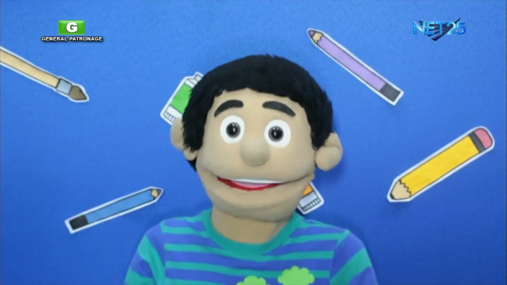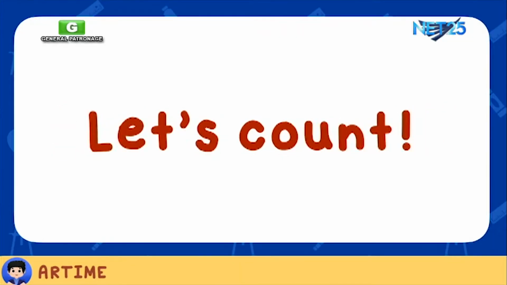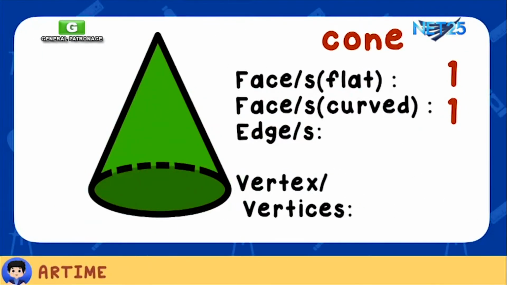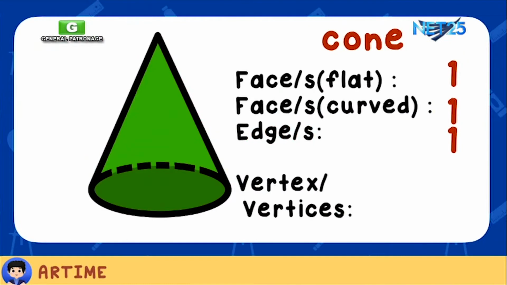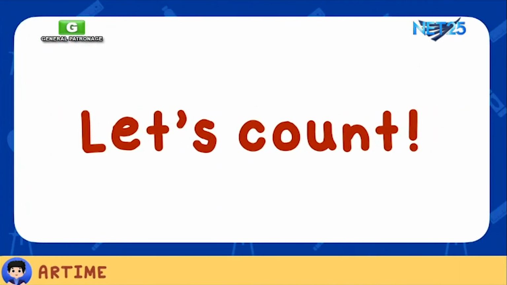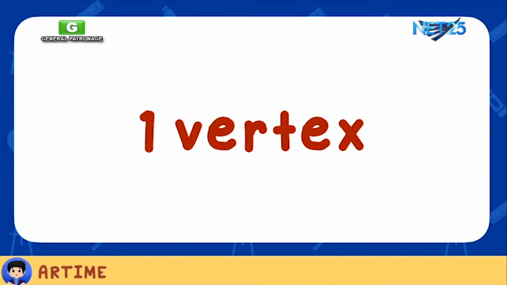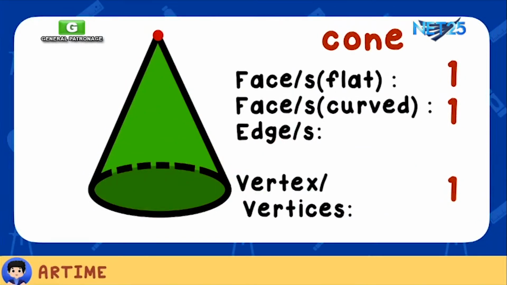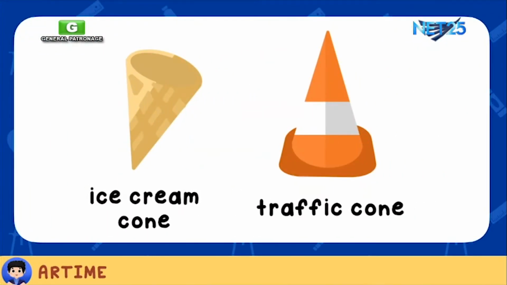Now let's count how many edges does a cone have. Let's count. 1. A cone has only 1 curved edge. And how about the vertex? There's only 1. A cone has 1 vertex, friends. Here are examples of cone-shaped objects. Ice cream cone and the traffic cone.